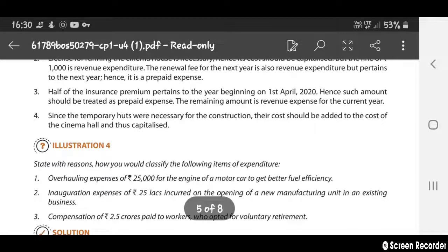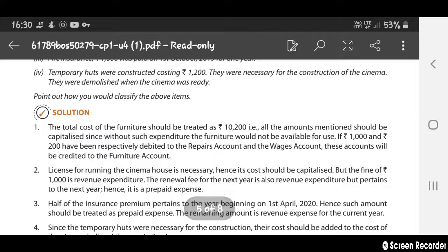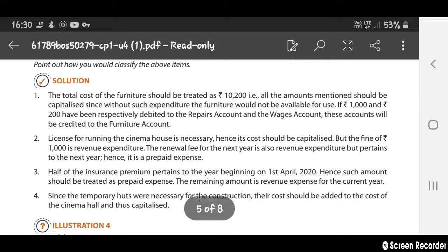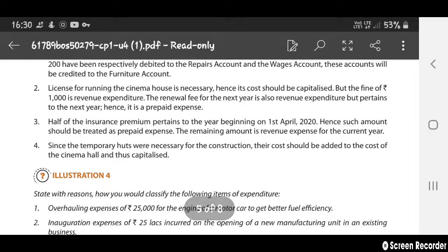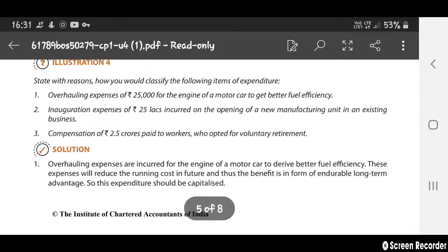The next question is, temporary huts were constructed for rupees 1,200. They were necessary for the construction of the cinema. They were demolished when the cinema was ready. So since the temporary huts were necessary for the construction, their cost should be added to the cost of the cinema hall, and thus it is capitalized. For that we should capitalize the money.